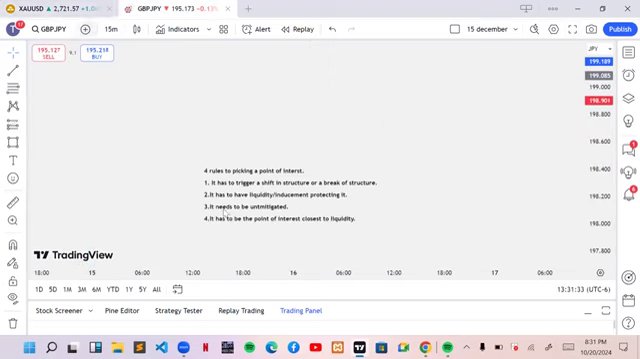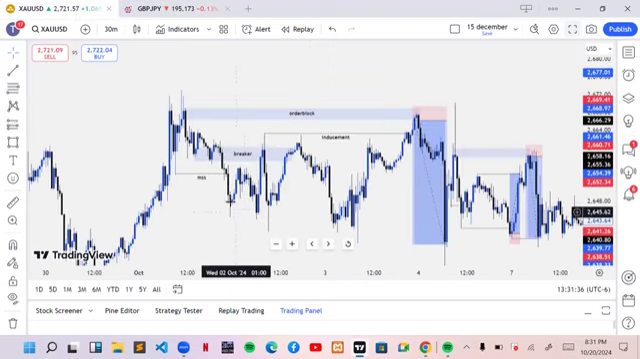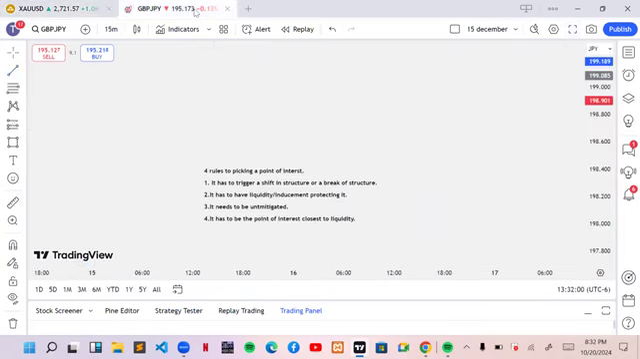Third rule, it needs to be unmitigated. Now this is where it comes in. This is our breaker block, this is our other block. But this is our breaker block, because remember I said mitigation is when market price comes to tap a point of interest after a shift of market structure. After the shift of market structure, the market actually came back to tap into this breaker block, meaning that this breaker block has now been mitigated, disqualifying it from being a point of interest that we can use to take a trade.